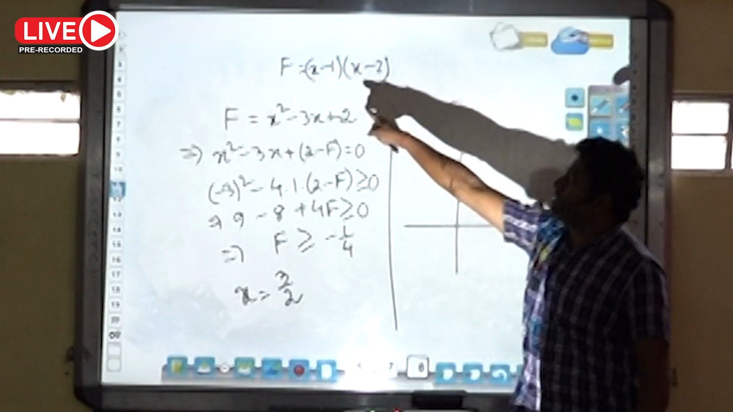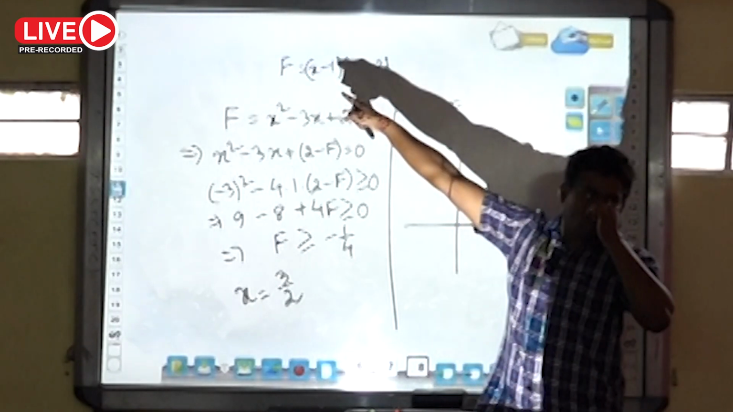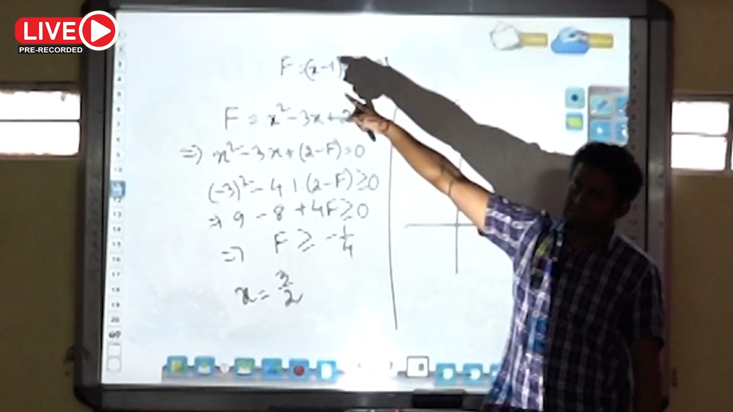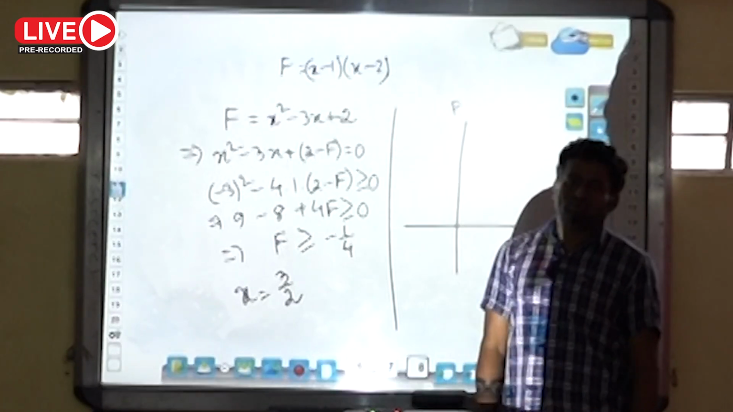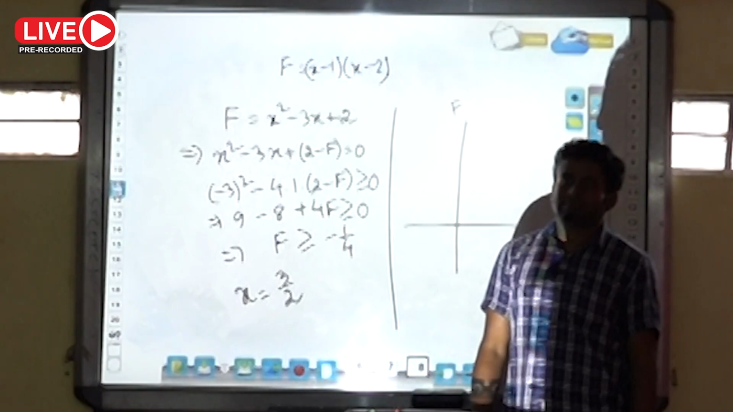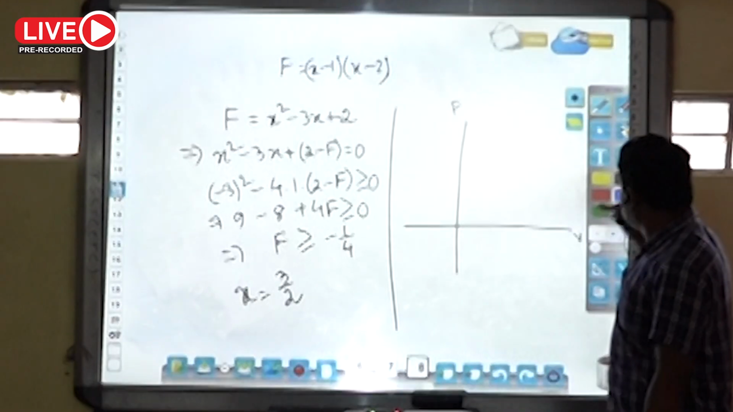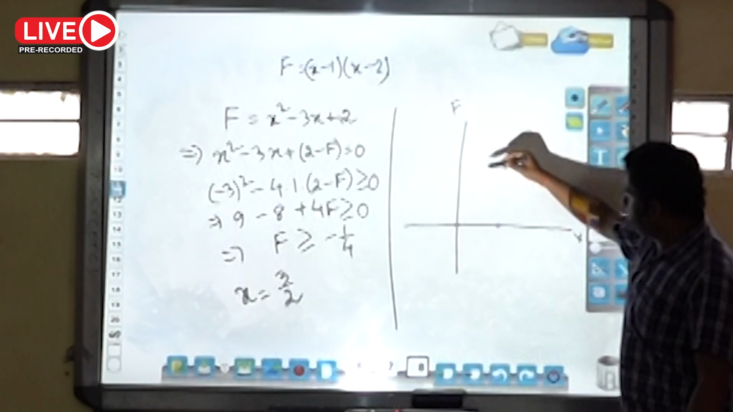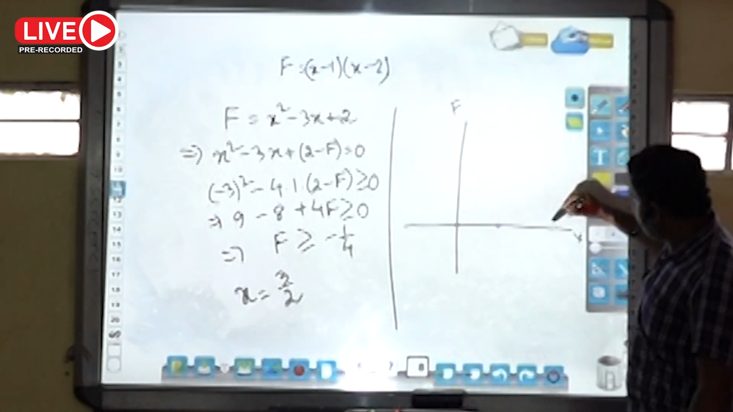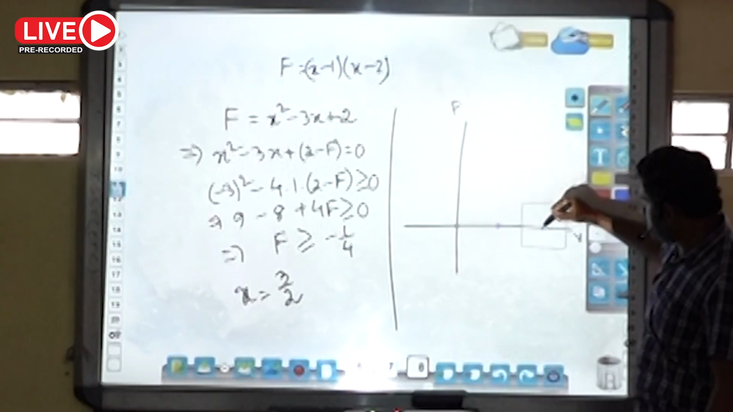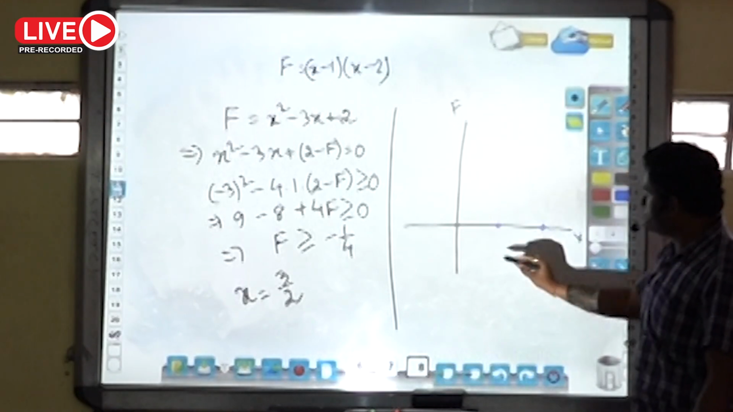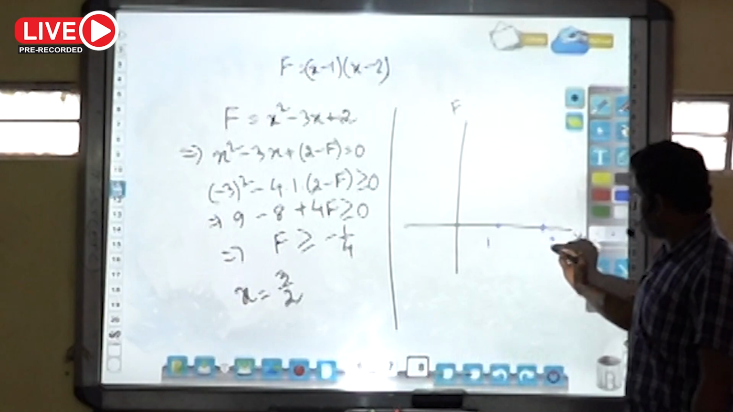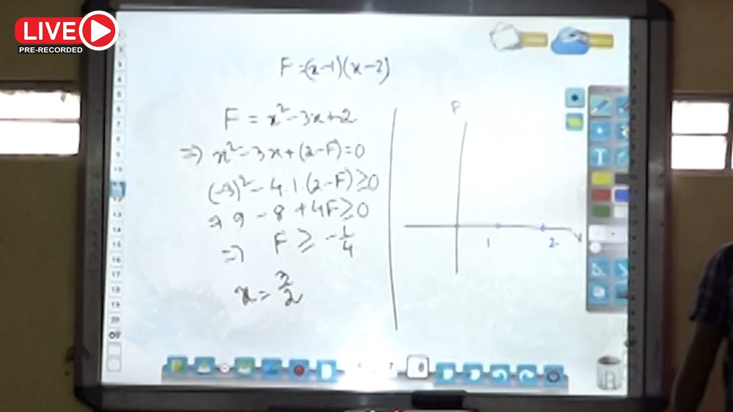If you put x equal to 1, f will become 0. If you put x equal to 2, f will become 0. Okay, so I find those two points. If I put x equal to 1, suppose here, f will be 0. If I put x equal to 2, here, f is also 0, at 1 and 2.